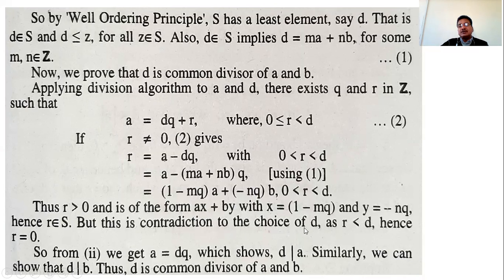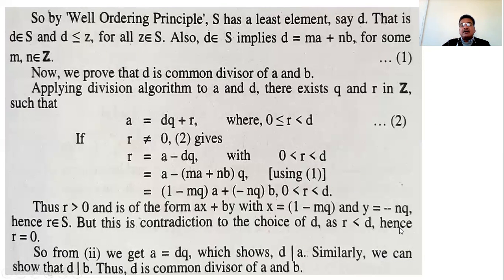But this is a contradiction to the choice of D, because D is the least element of S, which means there is no element in S strictly less than D. All the elements of S are either greater than or equal to D. But here we have the element R which is strictly less than D, and this is a contradiction to the choice of D. This is not true, because D is the least element.